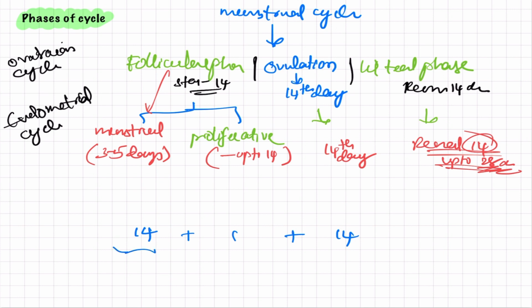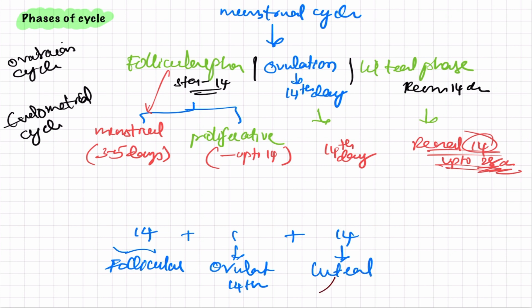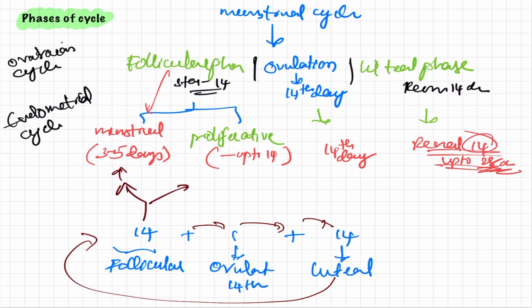The first 14 days we consider as the follicular phase, and this is a revision as well. Then ovulation on the 14th day, and the remaining 14 days come under the luteal phase. And again this cycle repeats. We have learned that the follicular phase can be distinguished into the menstrual phase and the proliferative phase, and these 14 days can be divided into 3 to 5 days and the remaining days. So all this is the timeline.